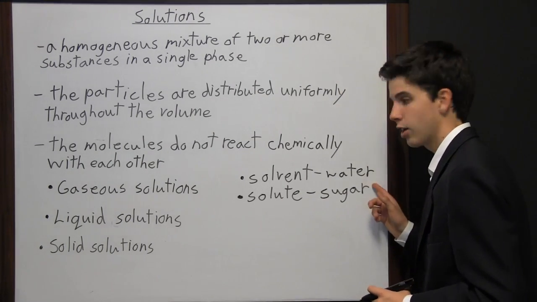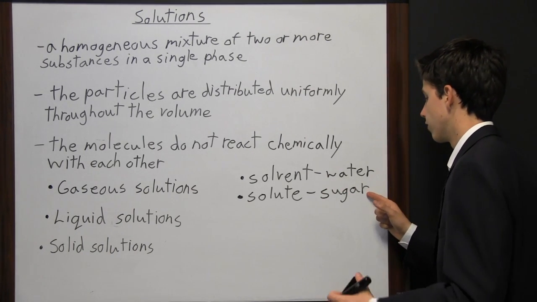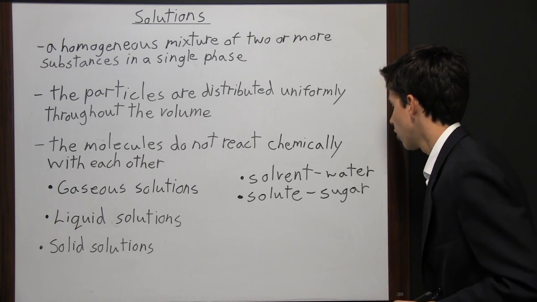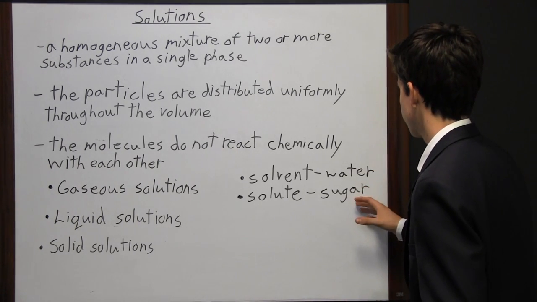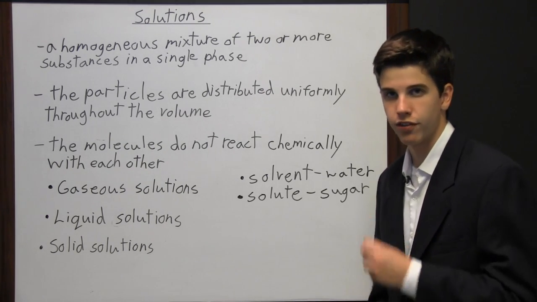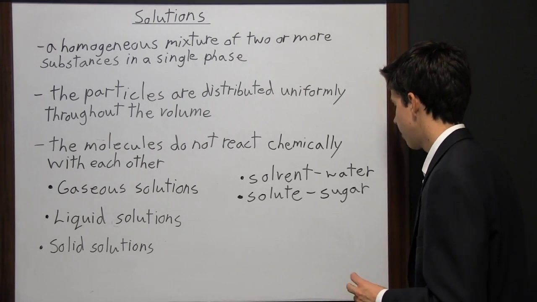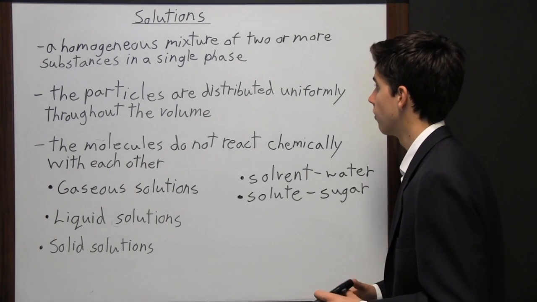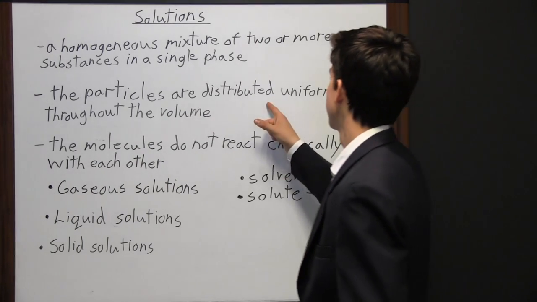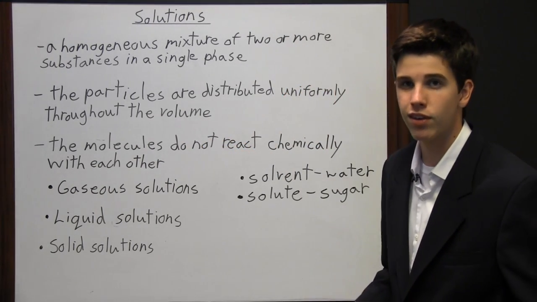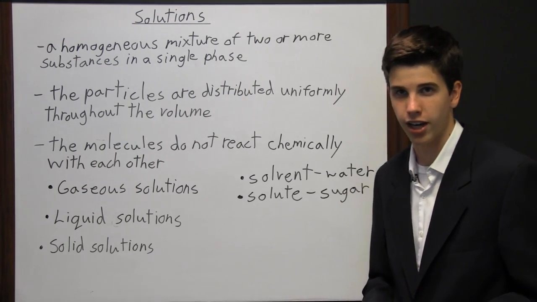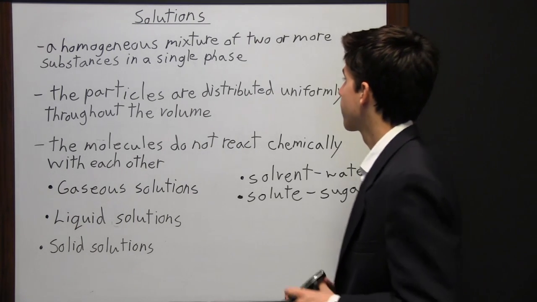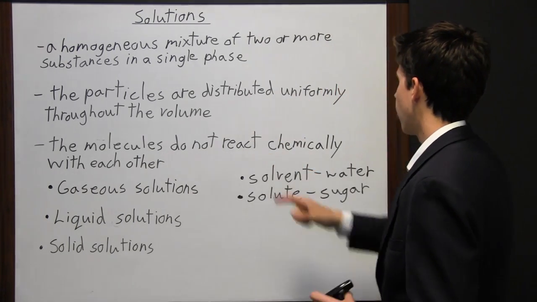So if you were to put sugar inside water, water would be the solvent because it would dissolve the sugar, and the sugar would be the solute because it's being dissolved. Now, when you put sugar into water, it may go to the bottom at first, but if you stir it around, eventually the water is going to break down the little pieces of sugar until the sugar is completely dissolved, and distributed uniformly throughout the volume. If you were to take a teaspoon of that water, there'd be a certain amount of sugar in it. And if you were to take another teaspoon, there'd be the same amount of sugar in that section of the water because the particles are distributed uniformly throughout the volume.